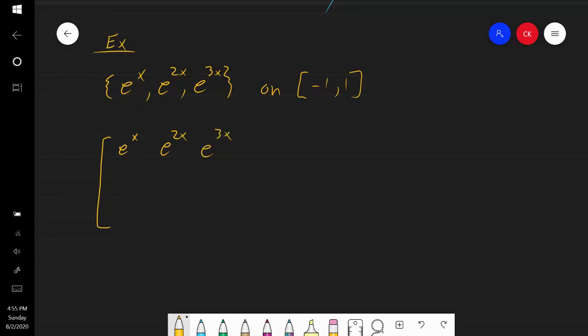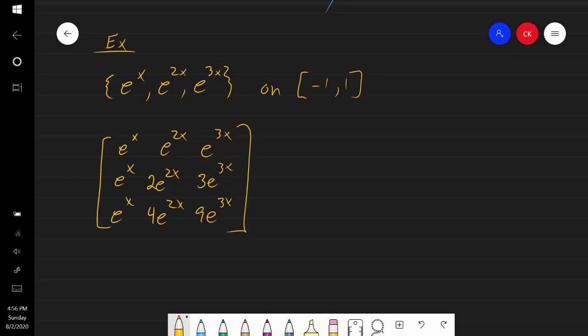The second row comes from taking the first derivative of each of our functions, which would look like e to the x, 2e to the 2x, and 3e to the 3x. The third row would be the next derivative, the second derivative here, which would be e to the x, 4e to the 2x, and then 9e to the 3x. So there's our Wronskian. We'll go ahead and compute the determinant of our Wronskian now.